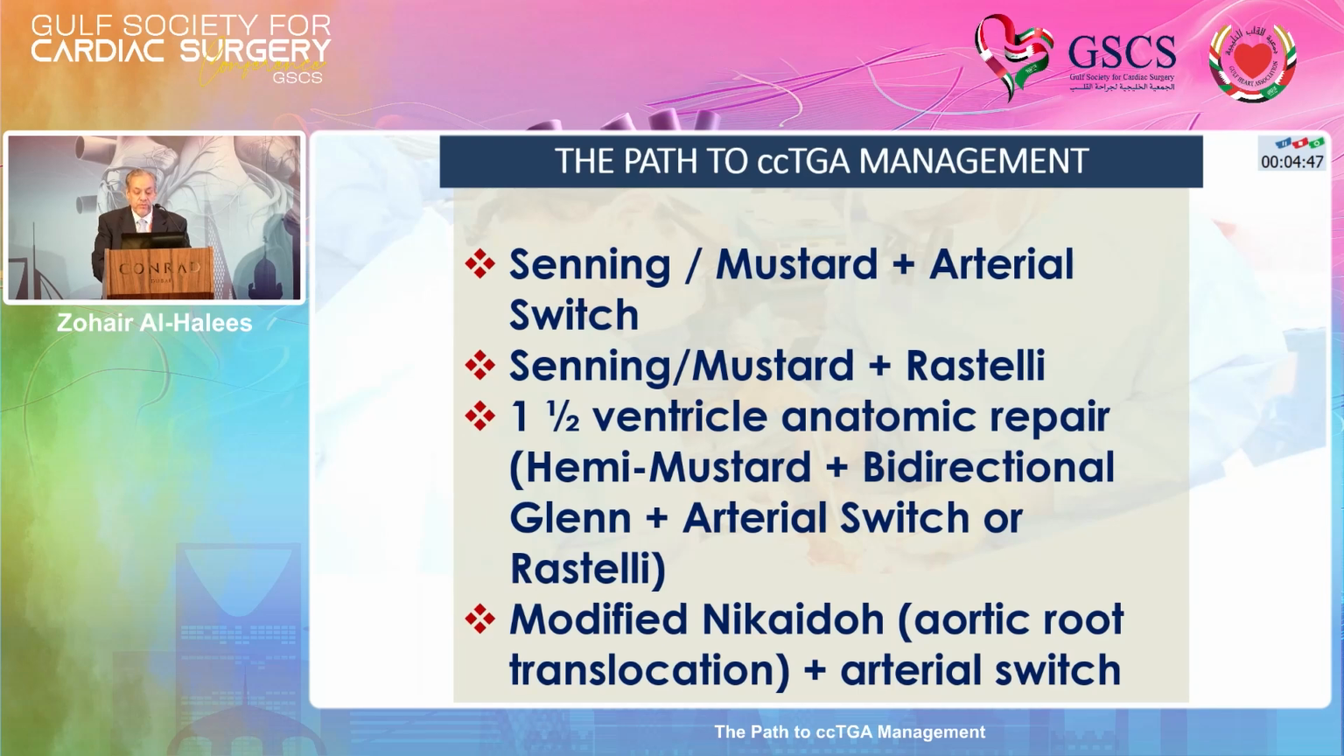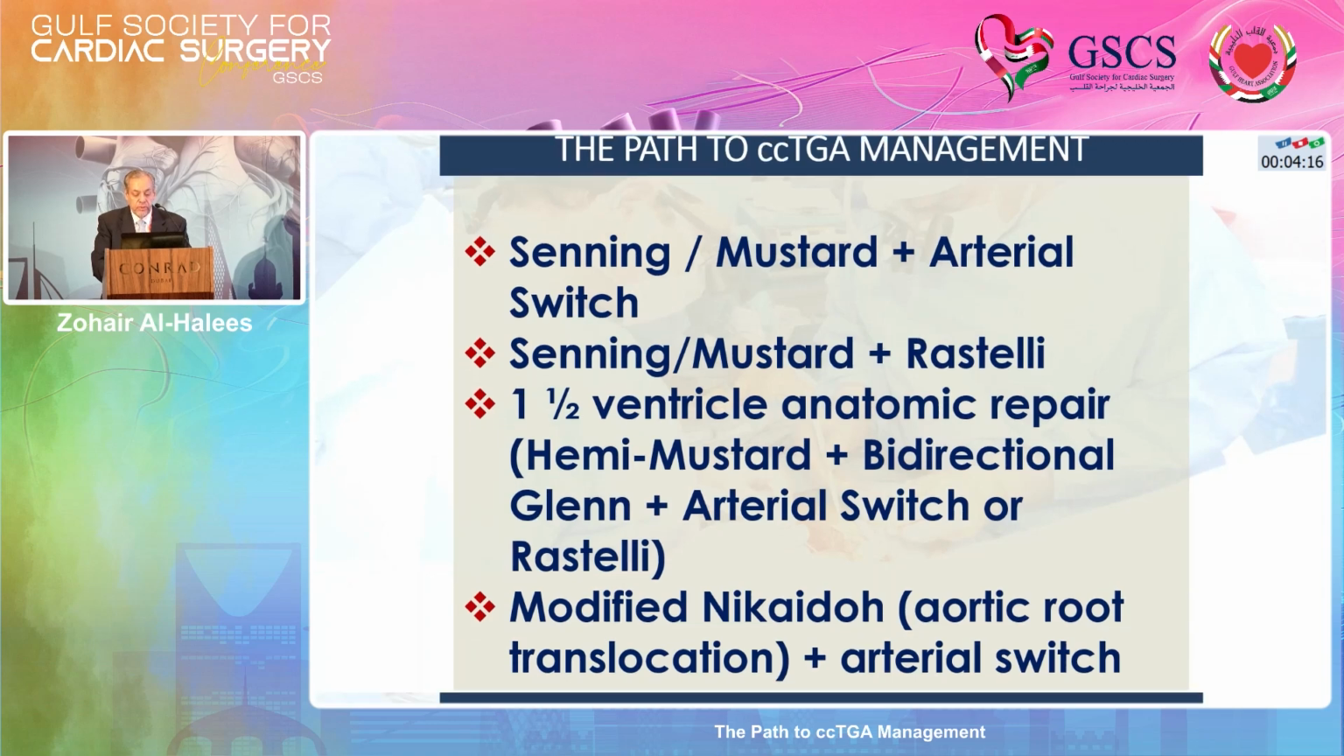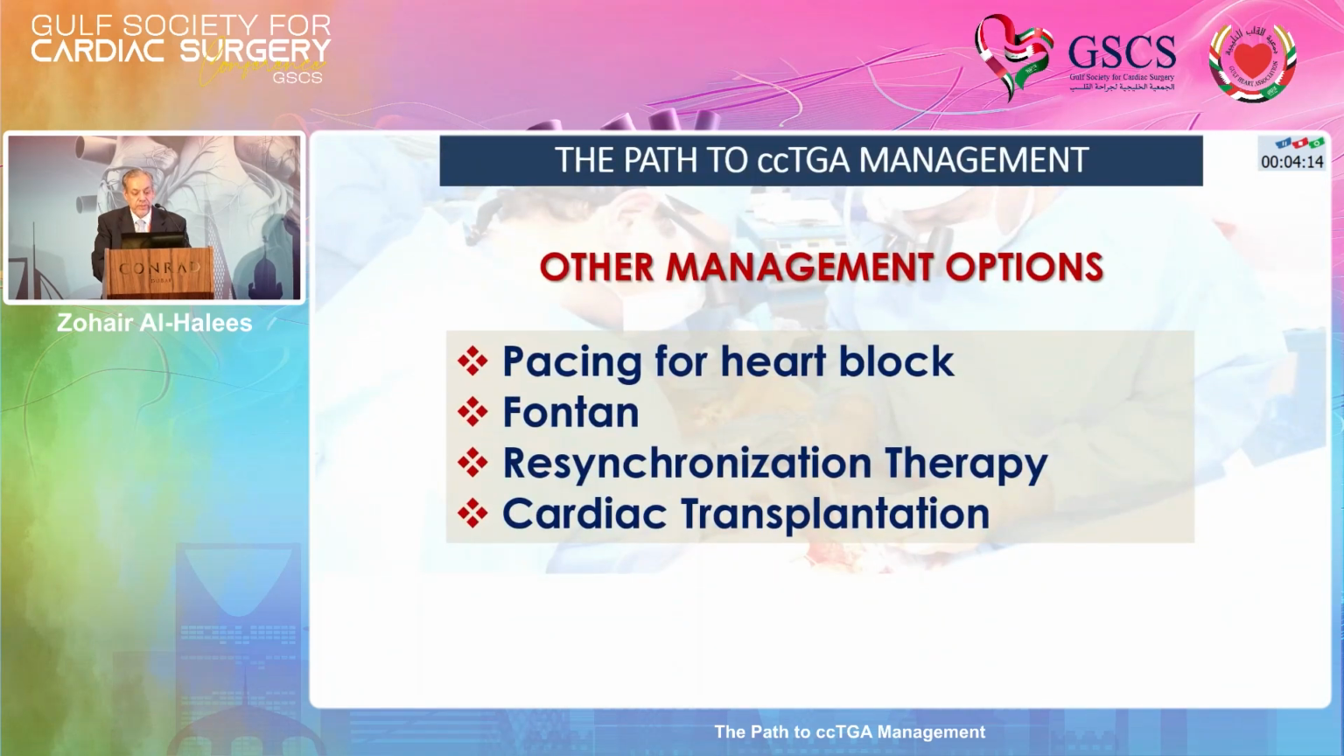Again, we have the option of doing this in stenosis, where we can do this combined with a Rastelli. We also have the option of doing 1.5 ventricle, which may make the procedure a little bit simpler, with hemi-Mustard or bidirectional Glenn plus arterial switch or Rastelli. And in some patients, and actually in our experience we have not seen that, but some can be repaired with the modified Nikaidoh or the aortic root translocation with arterial switch.